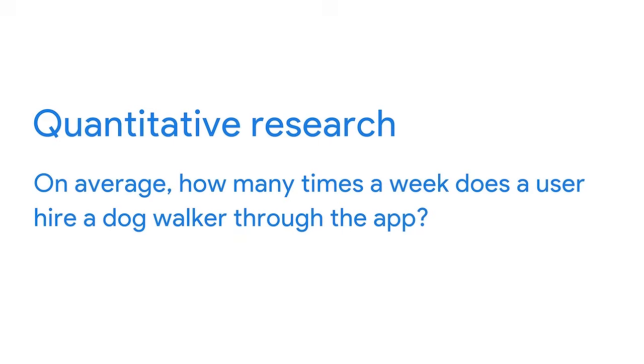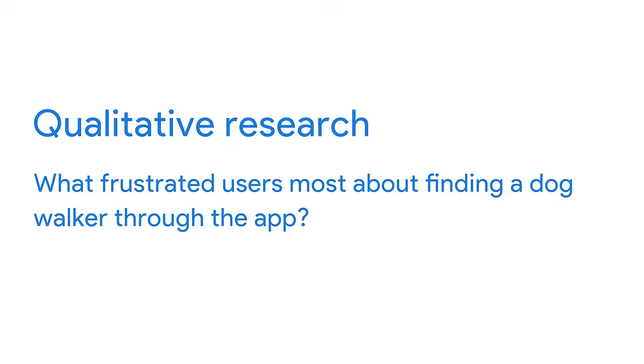Let's revisit the example from our dog walking app. The first research question, on average, how many times a week does a user hire a dog walker through the app, will give you quantitative numerical data. The second research question, what frustrated users most about finding a dog walker through the app, will give you qualitative information. Both of these questions are important to consider for your design, and they focus on different parts of the user experience.